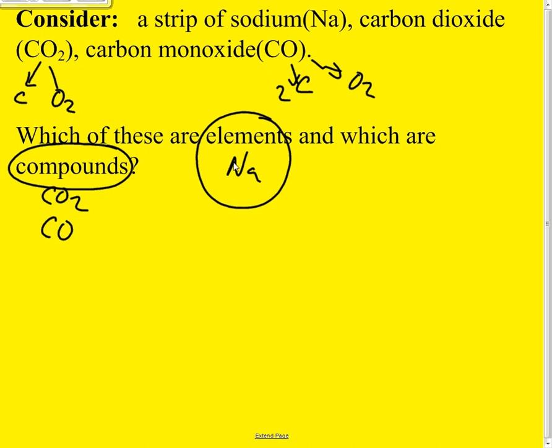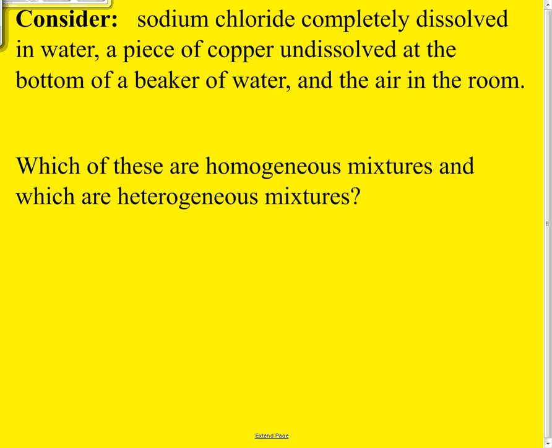Well, let's move on. Let's see what our next question is. I have sodium chloride completely dissolved in water. I have a piece of copper undissolved at the bottom of a beaker of water, and I have the air in the room. Which of these are homogeneous mixtures and which are heterogeneous mixtures? We've got some new words here that I've not seen yet in our discussion. We have homogeneous and heterogeneous. I guess that means there are a couple types of mixtures.